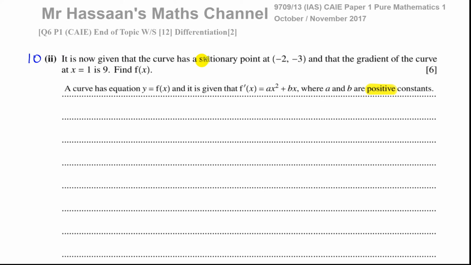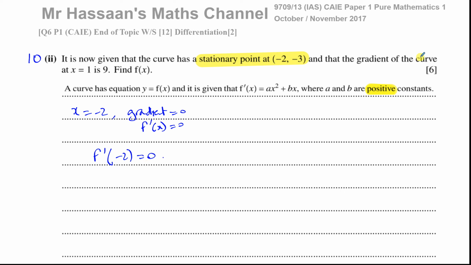They've told us that there is a stationary point at -2, -3, which means that when x equals -2, the gradient is equal to 0. So that's f dash of x is equal to 0 when x is -2. So from that we can deduce that f dash of -2 is going to give us 0.